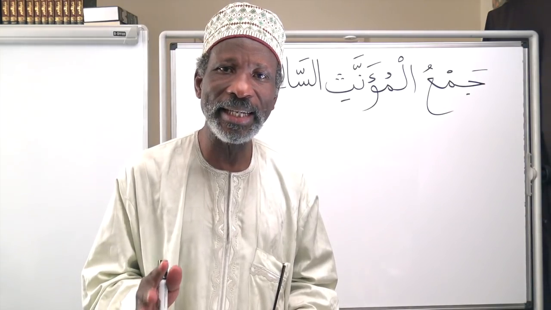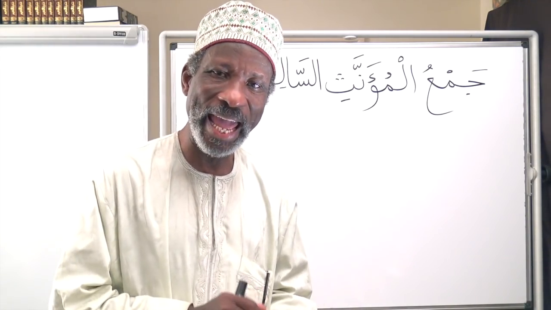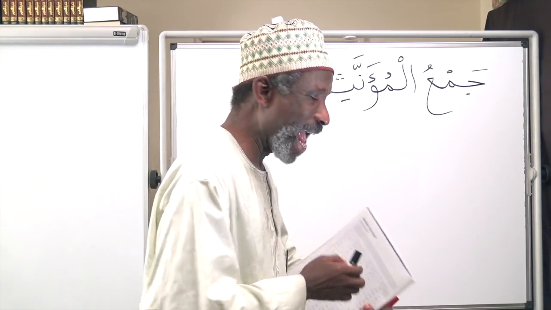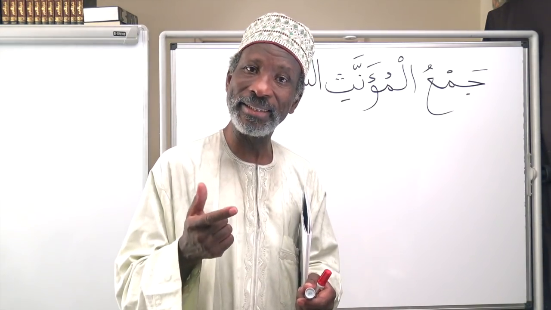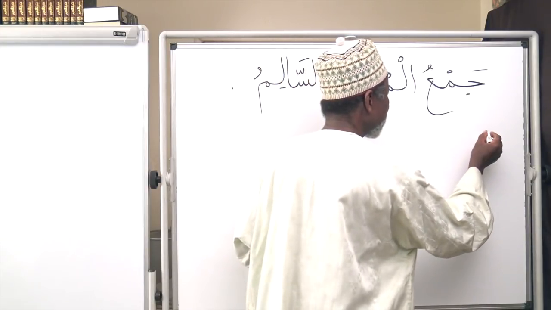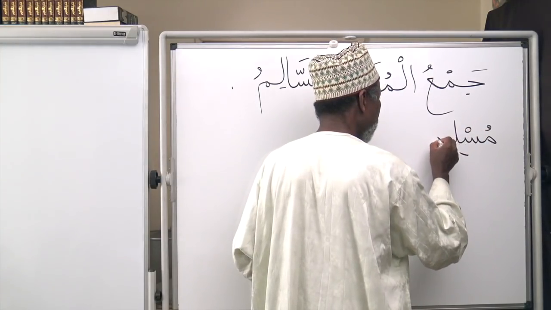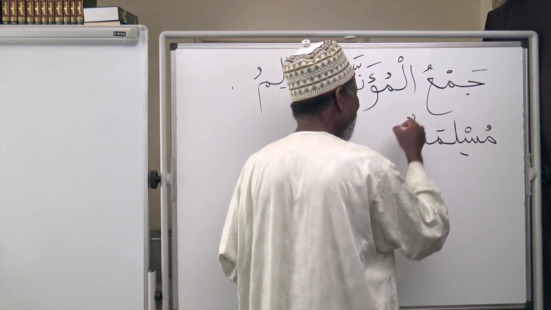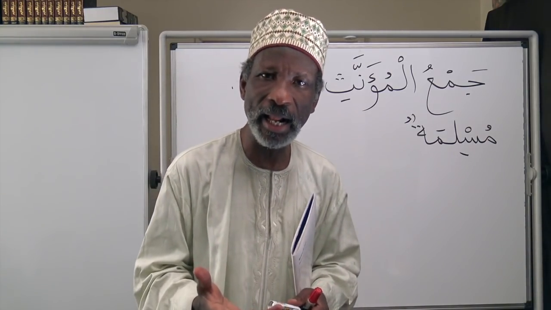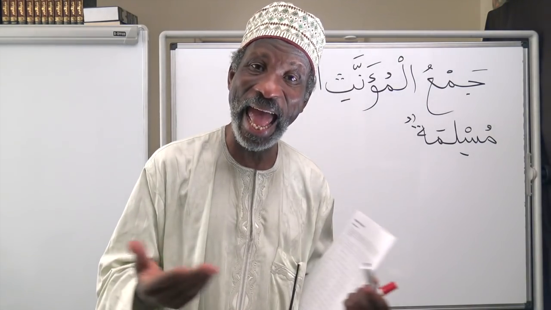Now let's deal with the jama' المؤنث سالم, the sound feminine plural, still on page 40. The ending for جمع مؤنث سالم is ātun or ātin. Let's use the example of مسلمةٌ, muslimatun, a female Muslim. We know how to say two, that's muslimatani or muslimatayni. But the plural is a regular one.